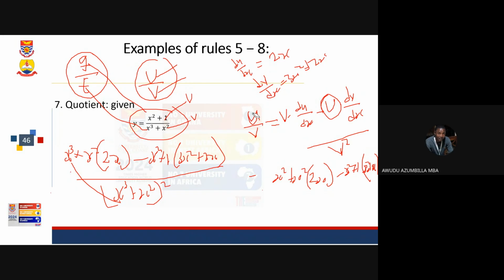The product rule is when you are multiplying two different functions. The quotient rule is when you are dividing, or when you are talking about fractions. And the chain rule is when you have a function within a function.